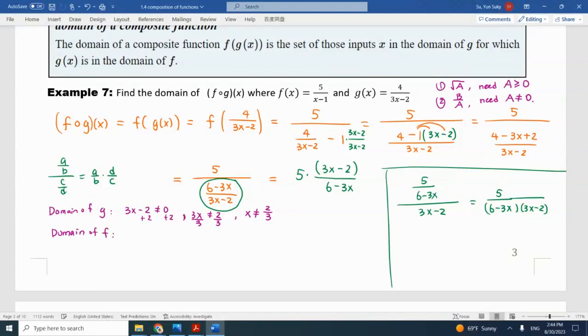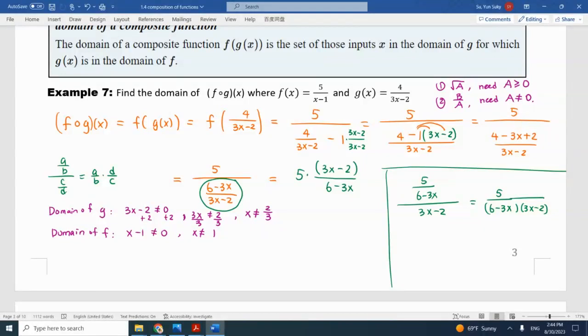The domain of f, you look at f. Do you see square roots? No. Do you see fractions? Yes. You need the denominator not equal to 0. Okay, everybody? So you get the denominator x minus 1 not equal to 0. So x not equal to what? 1. That's the domain of f. Okay, everybody?